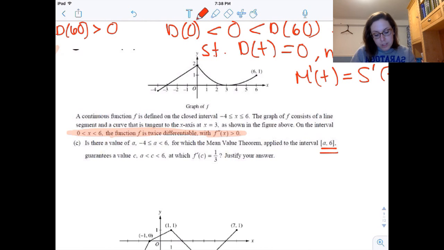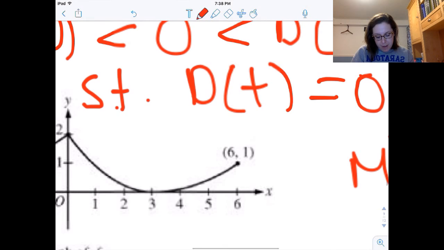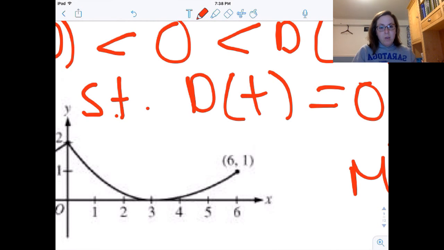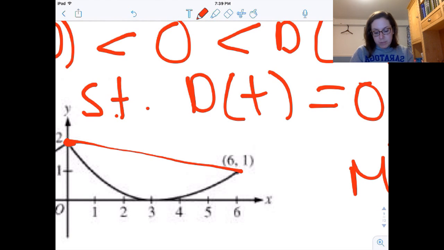So let me only look at that part of the graph. Is there anywhere where my slope, my average rate of change, is 1/3? Well, from 1 to 6 it goes down, so definitely not. Or 0 to 6. From 1 to 6, your slope is 0. From 2 to 6, your slope is some unknown value that I'd have to calculate.